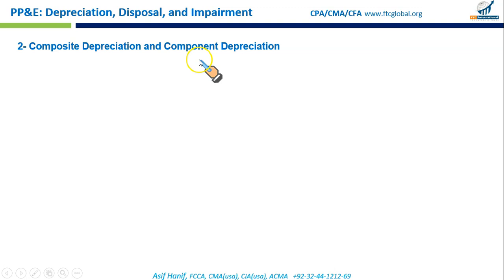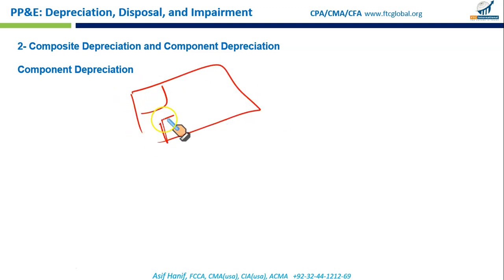Composite depreciation and component depreciation. First, component depreciation means, let's say your asset is so big and large, and each part is significant in amount, right? So each part of property, plant and equipment, in this case, is depreciated separately. This method is used when a part of the asset itself has significant value, like this part A, B, C, D. Talk about aeroplane.